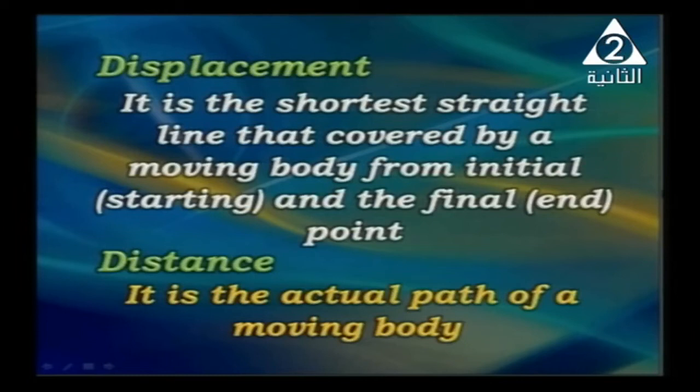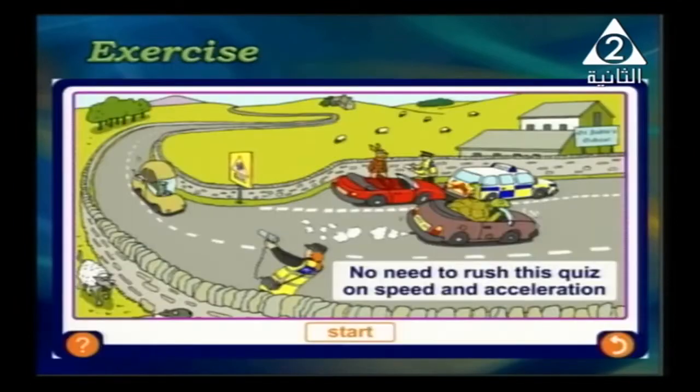After that, the displacement is the shortest straight line covered by a moving body from the initial or starting point to the final or end point. And the distance means the actual path of the moving body, the actual motion or the actual distance covered by the body from the starting point to the end point. If I have 10 distances, this is called distance. But the displacement is from the starting point to the end point in one straight line, in one direction, a definite direction like this.